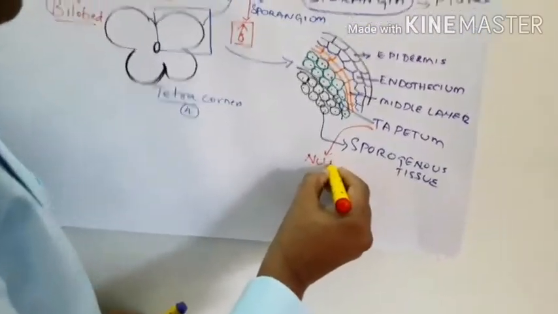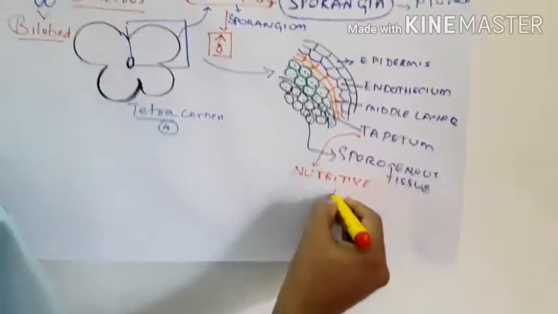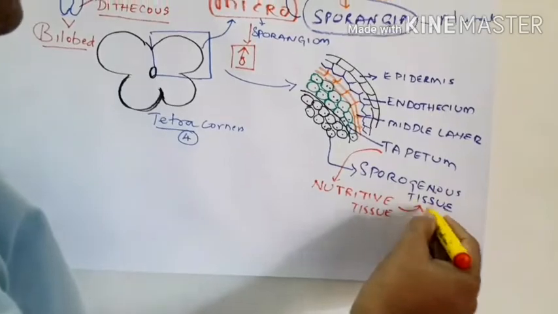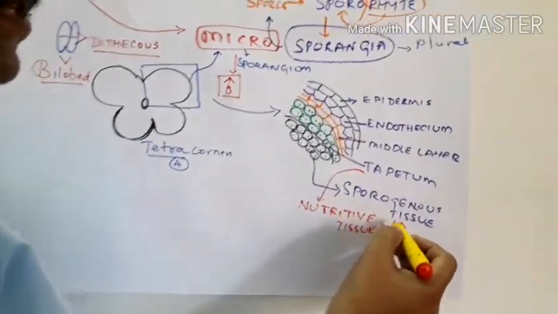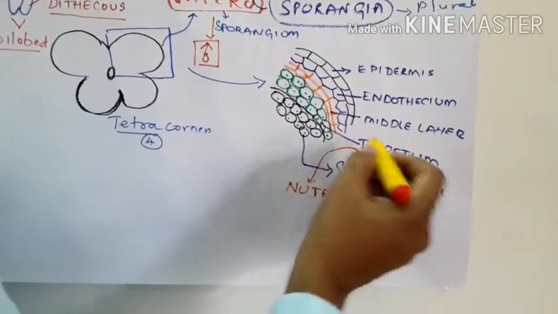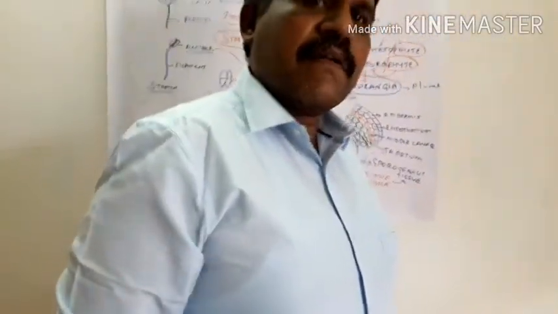Now, the tapetum, as you know, children, is a nutritive tissue. It supplies nutrition to the sporogenous tissue. Is it clear? This tapetum is a nutritive tissue that supplies nutrition to the sporogenous tissue. So, why is this tapetum usually binucleated? It is because of free nuclear mitotic cell divisions.